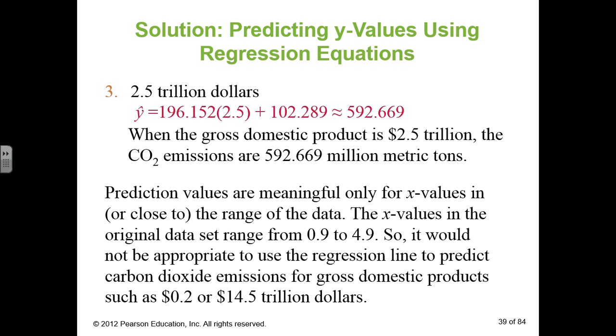The prediction values are only meaningful, though, for values in or close to the range of the original data set. In our original data set, the x values ranged from 0.9 to 4.9. So it would not be appropriate to use this regression line to predict for values outside of those two values. It would not be appropriate to predict for a country that had a GDP of only 0.2 trillion or a country that had a GDP of 14.5 trillion. This regression equation here is only good for values ranging from 0.9 to 4.9.